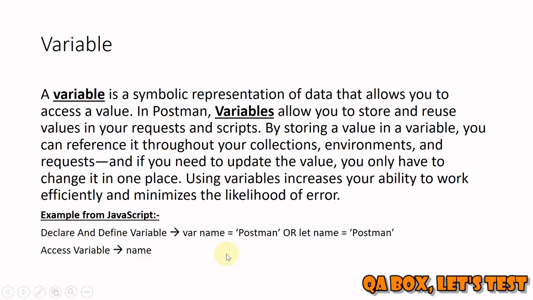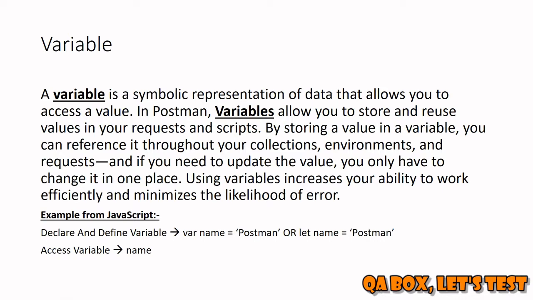So what is the use of variables in Postman? You may supply data from your scripts to your request. How do you do that? You do that with the help of variables. If you have to exchange or share something between collections, environments, or requests, then you require variables. That's the use of variables in Postman. With the help of these variables, you can enhance your ability to work efficiently and also minimize the likelihood of error.